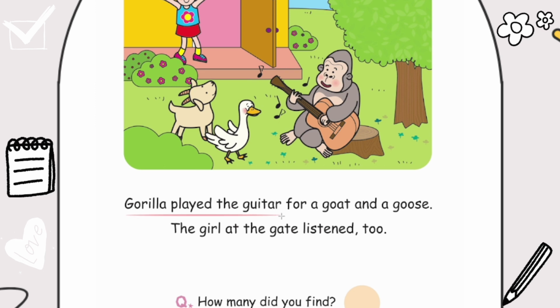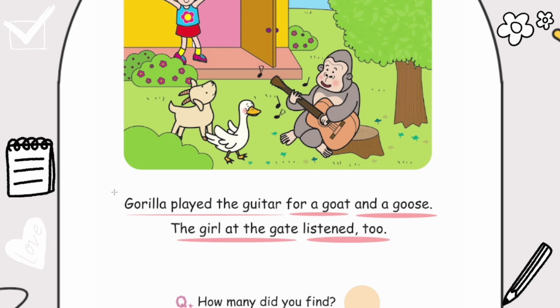Gorilla played the guitar for a goat and a goose. The girl at the gate listened too. Good job! Now let's find all the words that begin with G.